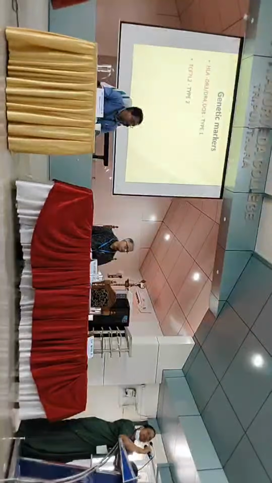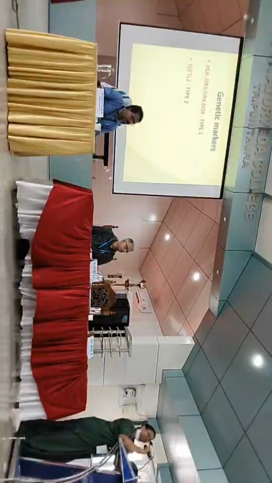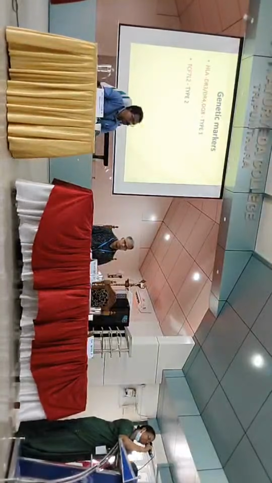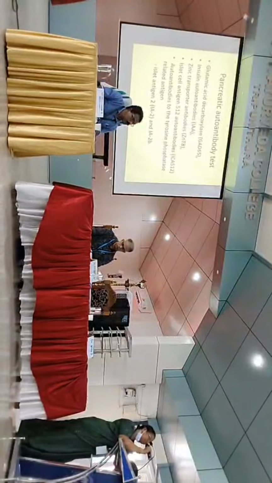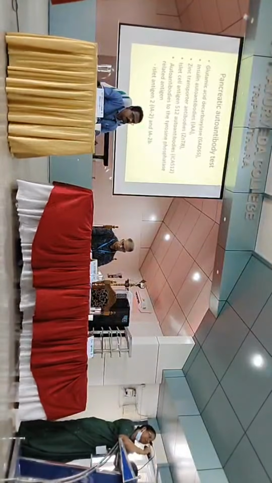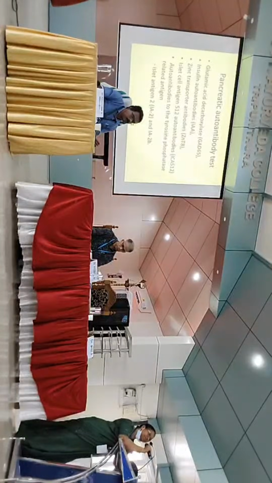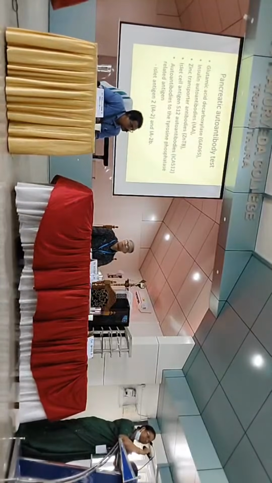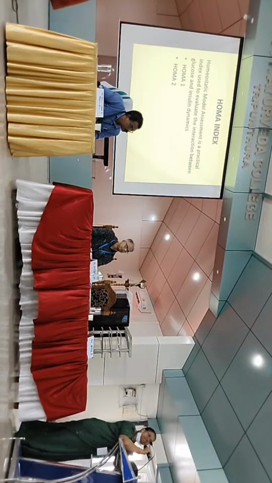There are several genetic markers related with diabetes. These are some examples of genetic markers. And many auto-antibody tests are done for research purposes and so on. These are some examples of these auto-antibodies.